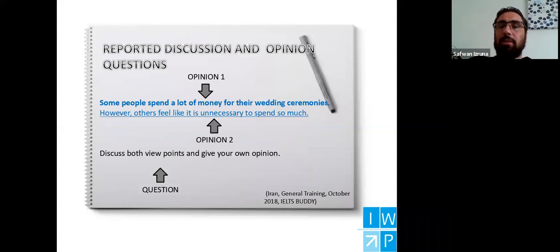Some people spend a lot of money for their wedding ceremonies. However, others feel like this is unnecessary, that it is unnecessary to spend so much. So we want to present both of the sides, the side of the people who spend a lot of money and the side of the people who believe that it's not really that important. We shouldn't be spending that much on weddings, and also present our own opinion at the same time.